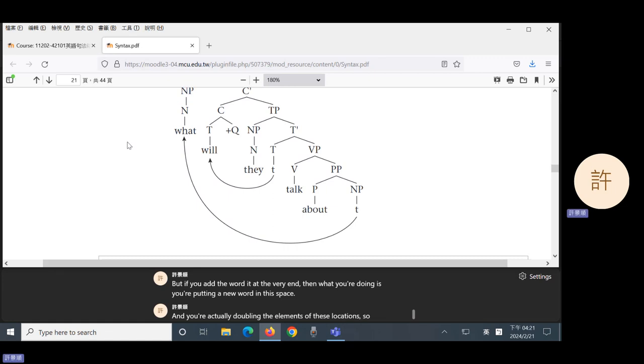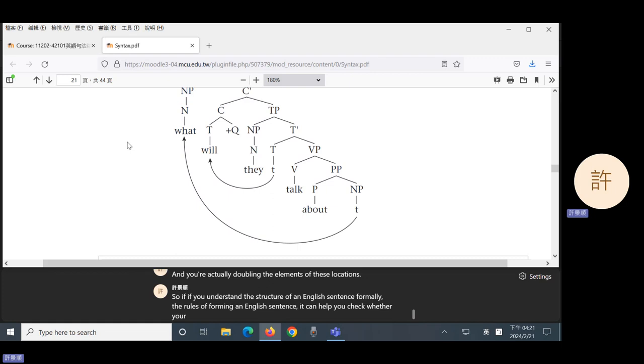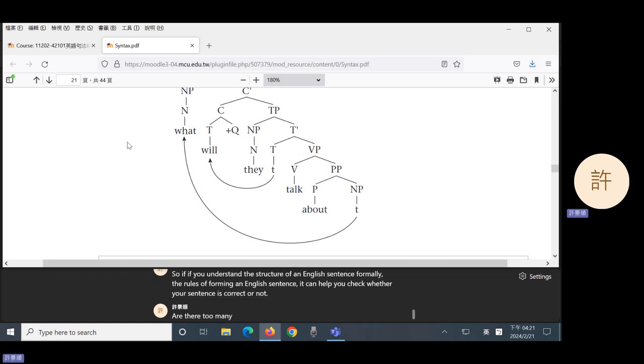So if you understand the structure of an English sentence formally, the rules of forming an English sentence, it can help you check whether your sentence is correct or not. Are there too many things? Are some things missing?